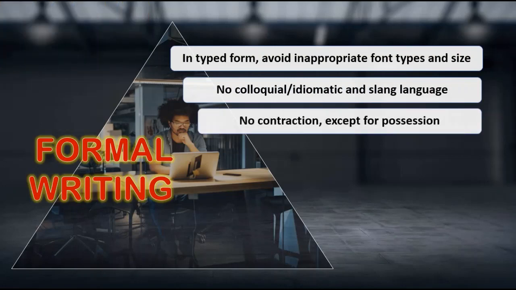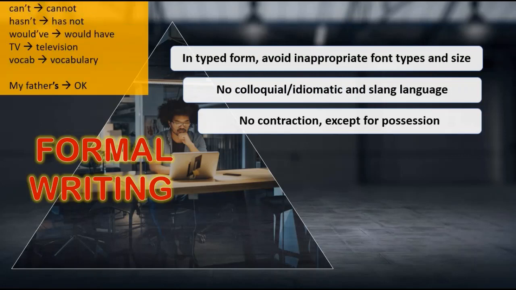And then next is not to use contractions except for the possessive ones. For example, you cannot use can't, okay, can apostrophe t. You must use the whole words, cannot. Hasn't into has not.